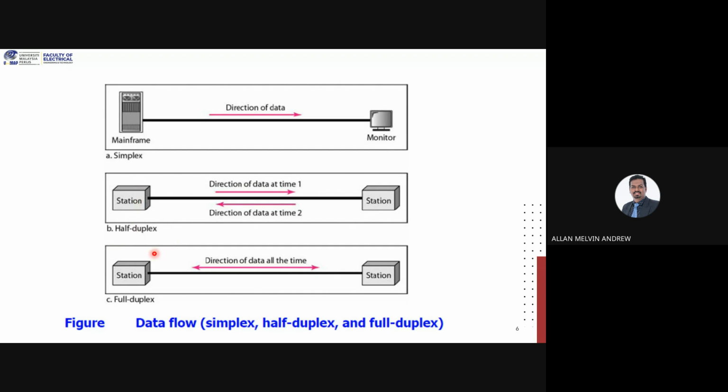Okay, half duplex. So we have two stations, station one and station two. You want to communicate between two stations. So first you are sending a direction of the data at time one. So let's say from station A sent to station B, it takes 5 minutes. So the message will be delivered in 5 minutes.